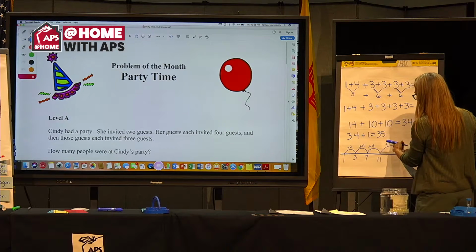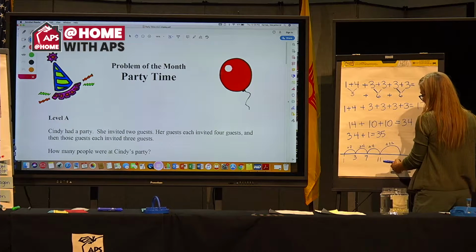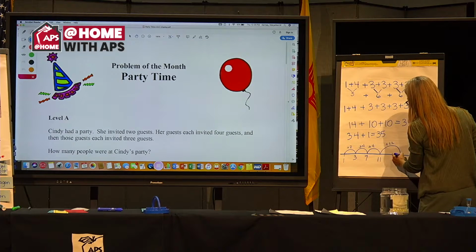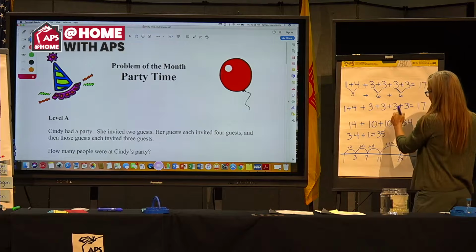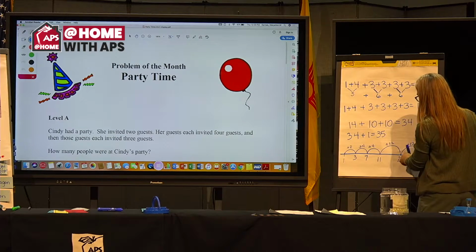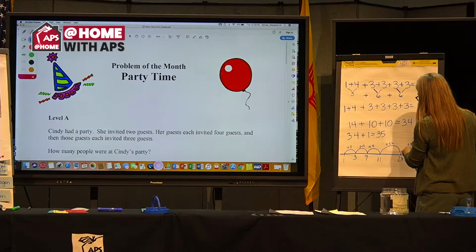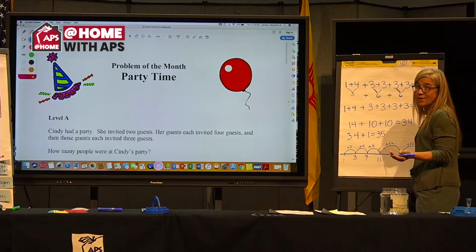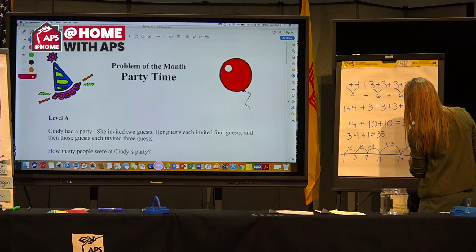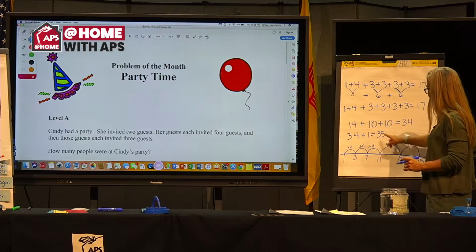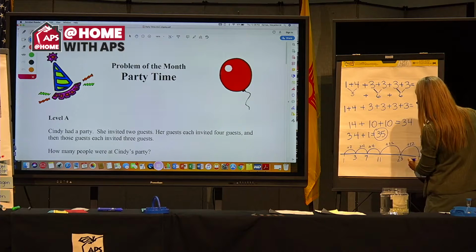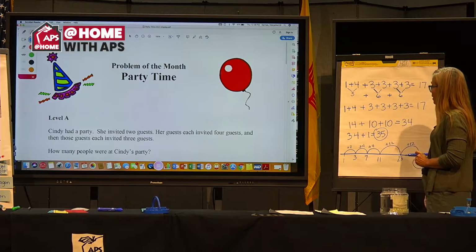So 11 and 12. There's 2 10s there, so that's 20. And a 2 and a 1 is a 3. And then another 12 for this other set of guests. So this 20 and this 10 is 30, and a 2 and a 3 is 5, because that's one of our combinations we've been working on. So 35. And that's what we got when we added Cindy on, right? Here was our answer when we used number sentences. Here's our answer when we showed it on a number line.